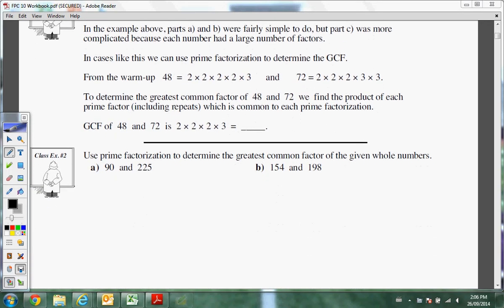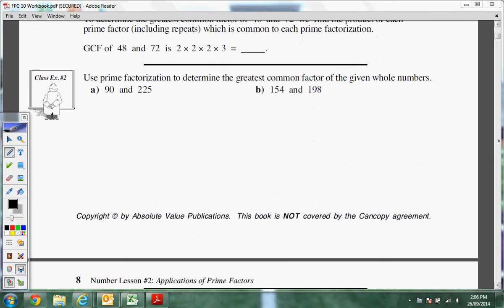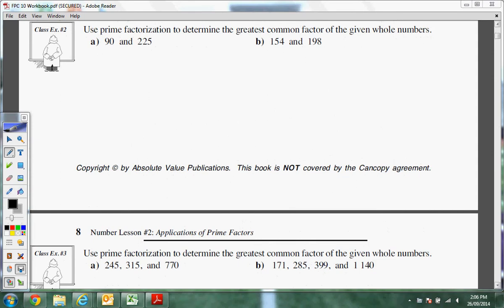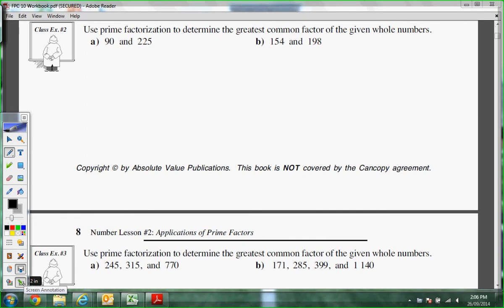Let's get to the next one here. All right, I'm going to go and do what they're talking about here. It says use prime factorization to determine the greatest common factor of the given whole numbers. So we're just going to break 90 and 225 down as far as we can to their prime factorization, using the trees. Okay, so we'll start with you, Ali. What goes into 90? Just give me a multiple of 90. 10 times 9. Okay, and then Ali, what can we break 10 down to? 5 times 2, right? Okay, good.